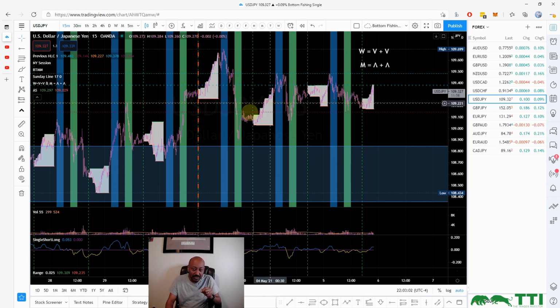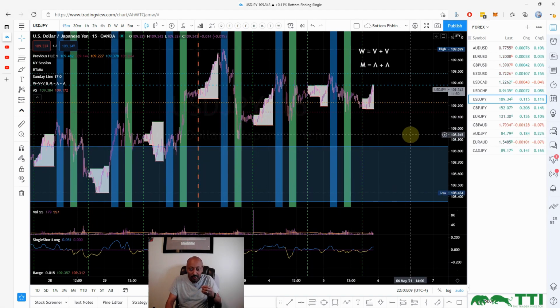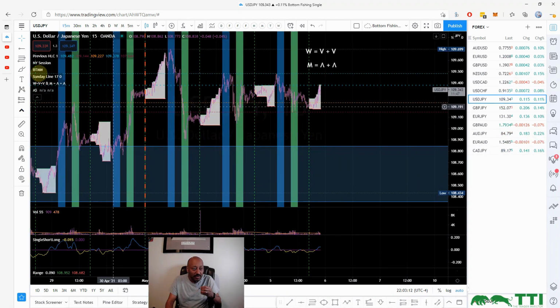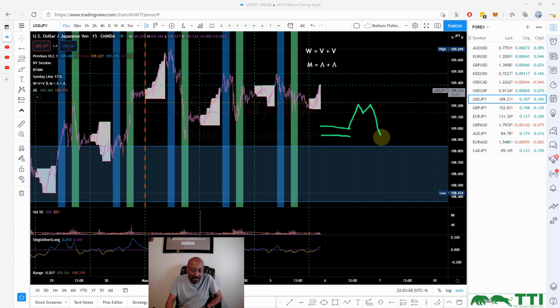Now, the other thing to note is what is a good M formation? What is a good W formation? Usually what we want to see, and I'll try to draw a free form here, is if you have a range during Asia session, they will spike it up during London and form an M to go short, or they will spike it low, form a W and go long.